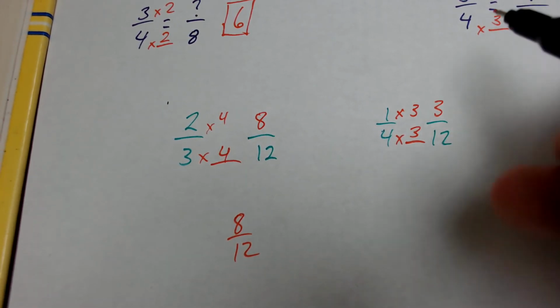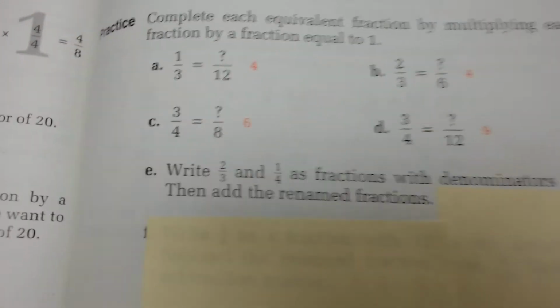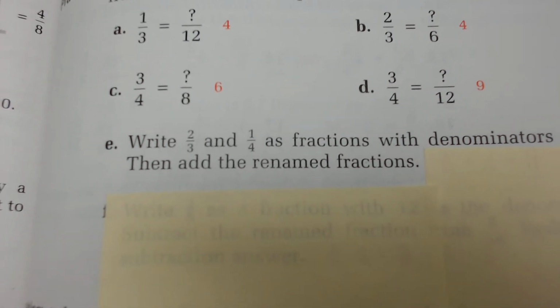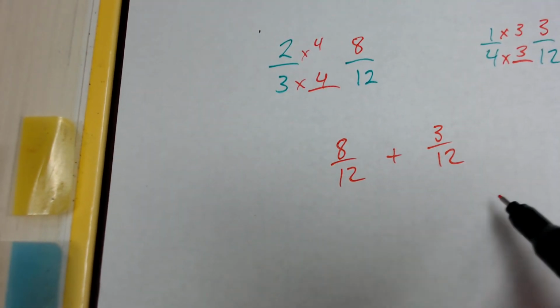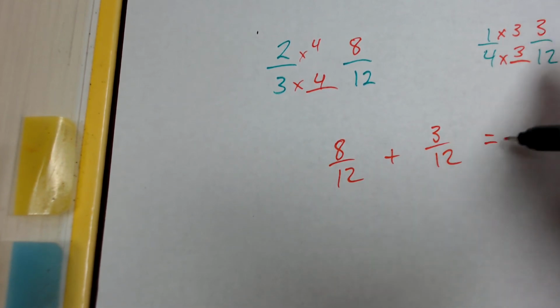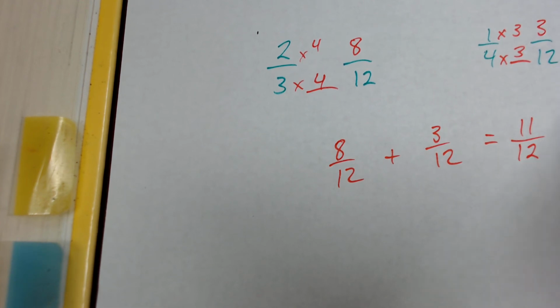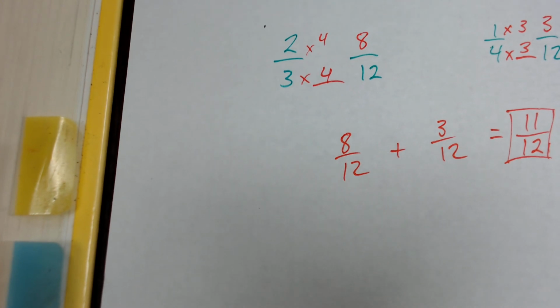So I've got a final fraction of 3/12. Now I have 8/12 and 3/12. But if we go back to our problem, we're not done yet. It says then add the renamed fractions. So now I have to take these fractions and add them together. They have common denominators, which is great. So I take 8 plus 3, which gives me 11. And the denominators do not change in addition or subtraction. So my final answer is 11/12.